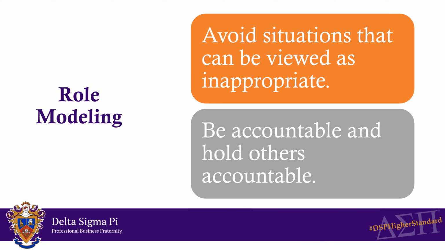As a role model, you should always be mindful of behavior and actions when interacting with the chapter. Always avoid situations that can be viewed as inappropriate of a Delta Sigma Pi volunteer leader. In addition, lead by example, holding yourself accountable to the chapter and encouraging accountability of the chapter leaders and members.